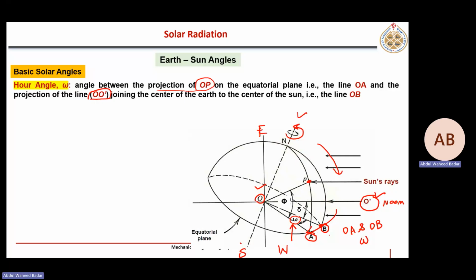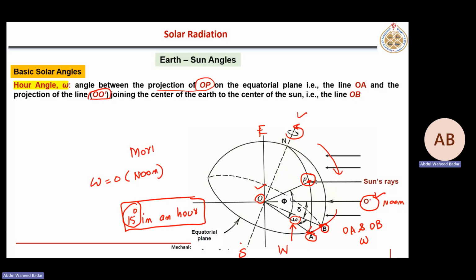Okay, and this angle changes 15 degrees in an hour. Anywhere on the surface of the earth, this angle, our angle, is changing about 15 degrees in 1 hour. At noon, this angle will be 0.